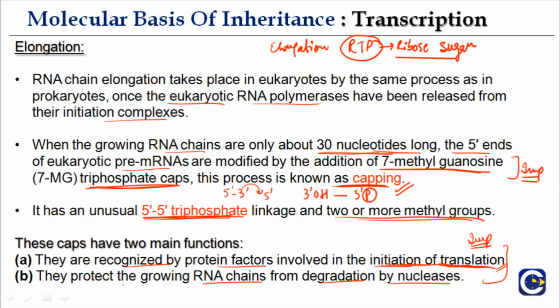And the second most important is that it protects the growing RNA chain from degradation by nucleases, because RNA, we all know, is not very stable. It can be easily degraded. So this 5' methyl guanosine cap protects the growing RNA chain from degradation by nucleases.